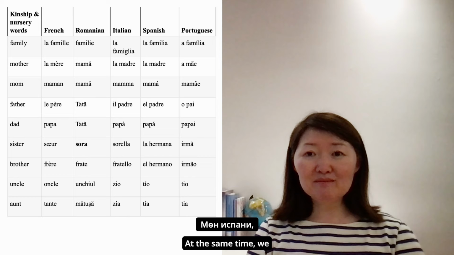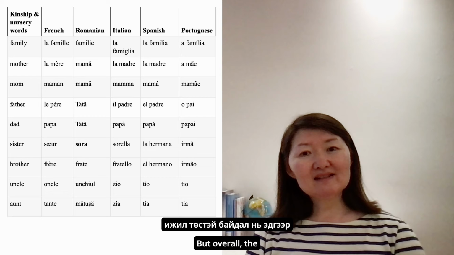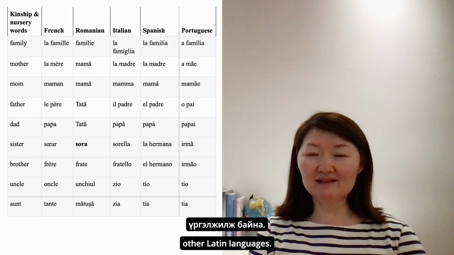At the same time, we can see some divergence for words like sister or brother in Spanish and Portuguese. But overall, the similarities are still consistent and systematic for all other Latin languages. So now let's compare Mongolian with Turkish.